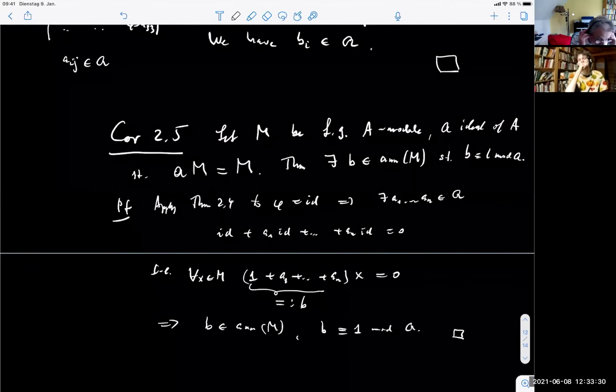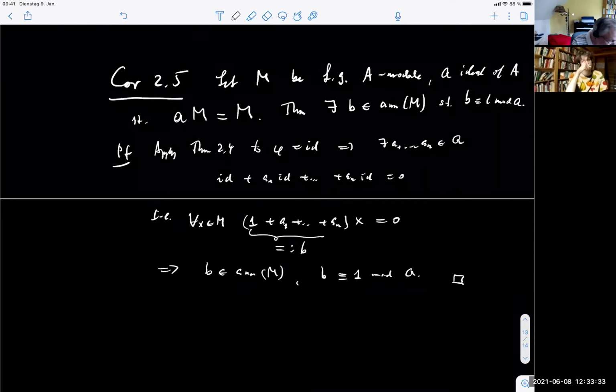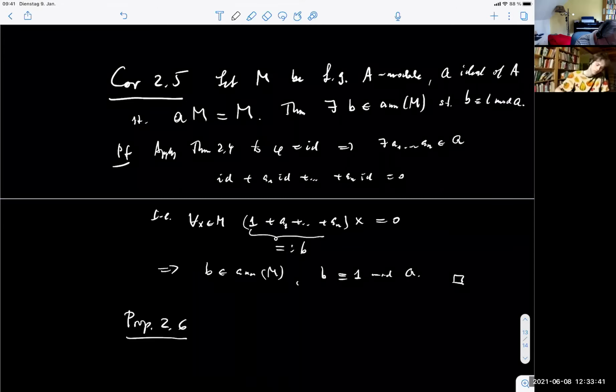Right. So as I said, this is kind of difficult to remember. So there is another typical conclusion. I want to also explain it. This is Atiyah-Macdonald's proposition 2.6. So when we want to apply this, this corollary is often applied in a situation where you want to prove that the module is actually 0. You want to show that the module is 0.